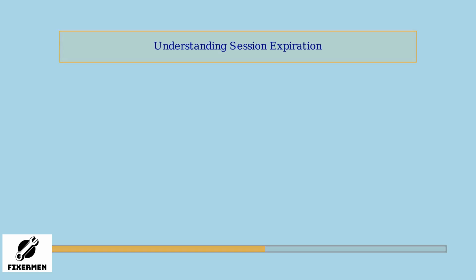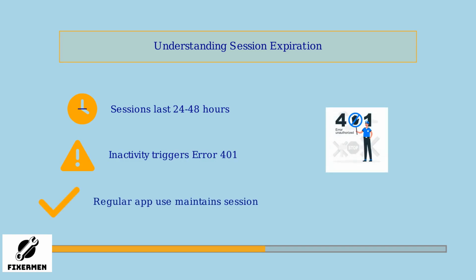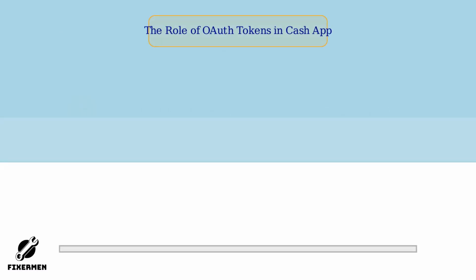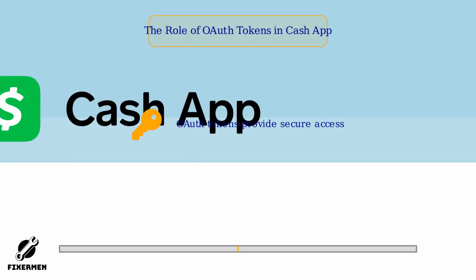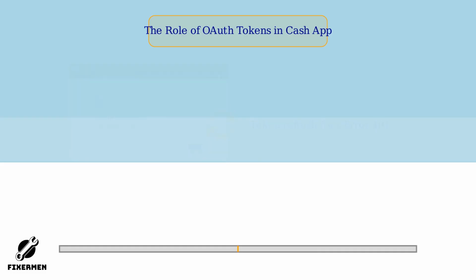Cash App sessions typically last 24 to 48 hours. Inactivity can trigger Error 401. Regularly using the app helps maintain an active session. Cash App uses OAuth tokens for secure authentication between your device and their servers. When Error 401 occurs, it often means the token has expired or become invalid. The solution is to force a token refresh by logging out and logging back into the app.